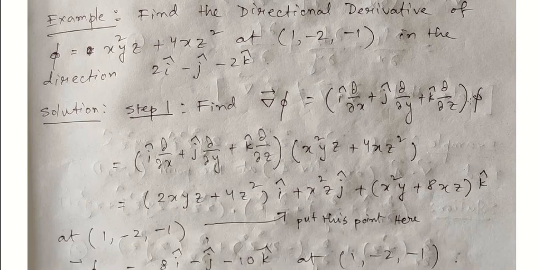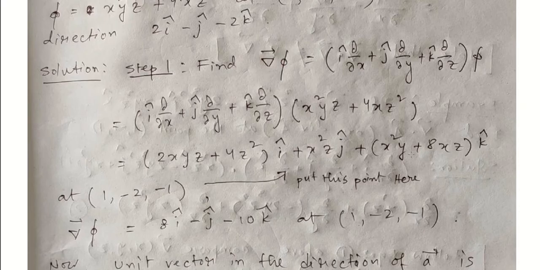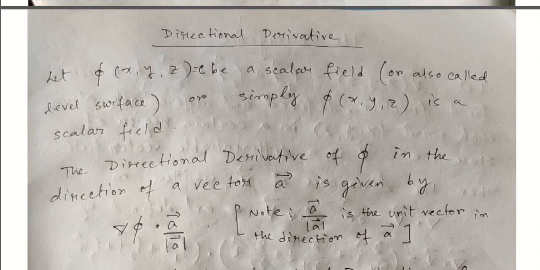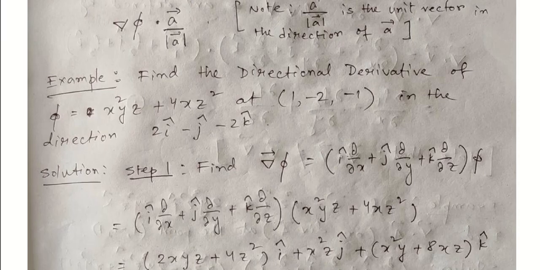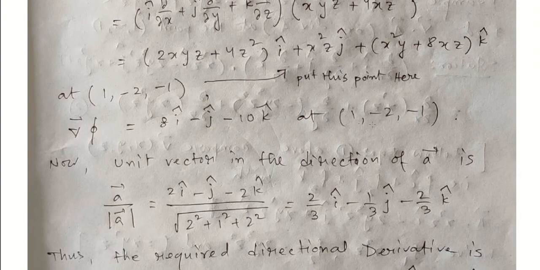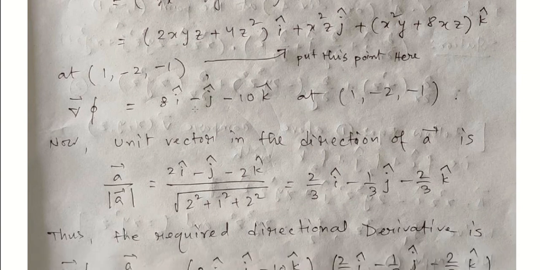Step one is to find grad phi. First find grad phi, this is simply grad phi. Now put in the given point, that is (1, -2, 1). So first find grad phi and then put in the given point. At (1, -2, 1), after putting this point into this equation, we have 8i - j - 10k.